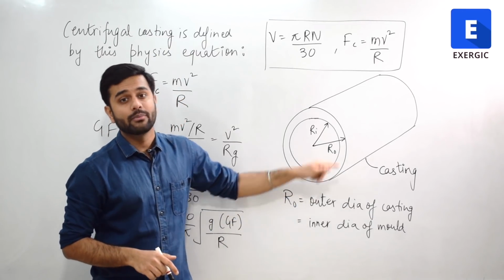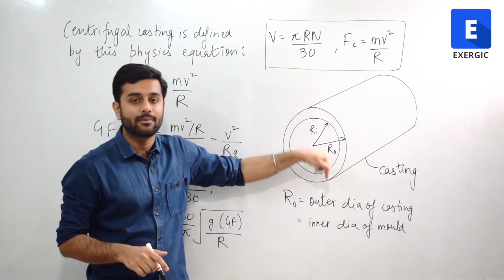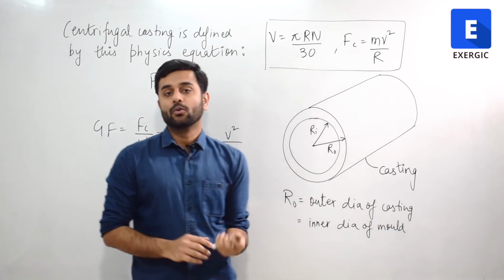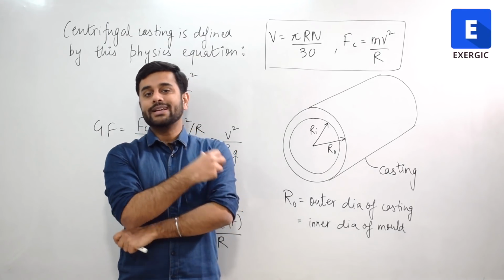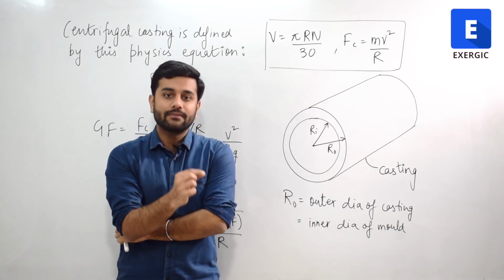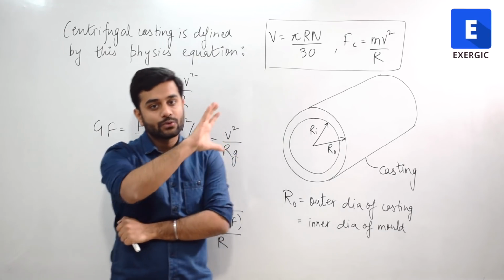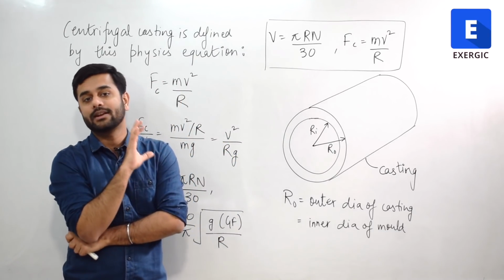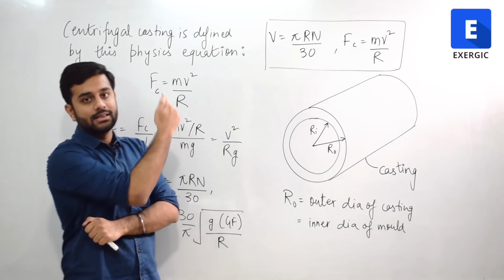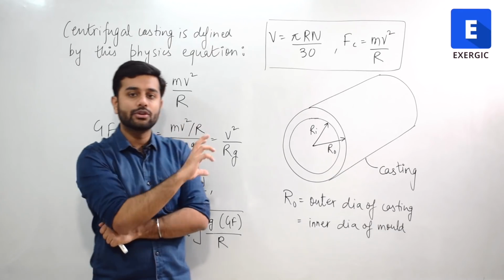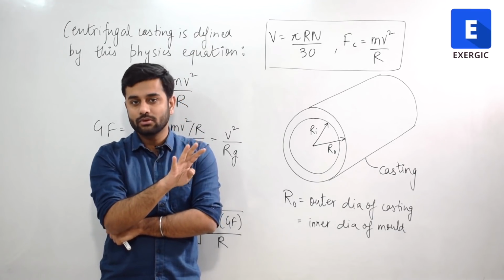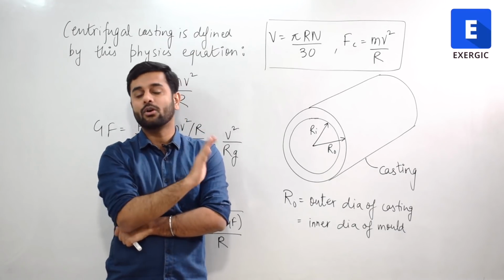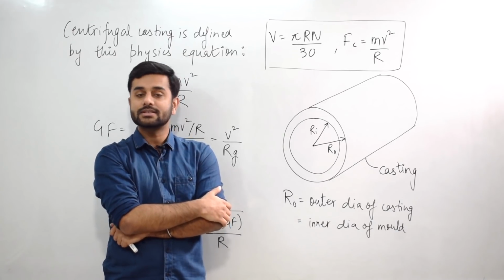R_O, which is the outer diameter of the casting, is the same as the inner diameter of the mold, right? Now, the expression that we use to find the rotational speed, I am taking directly from the same source which NPTEL has referred to. This is the derivation of that, and I will keep showing you screenshots of the same book, the fourth edition. I am sure the derivation is the same in all the different editions of the book.